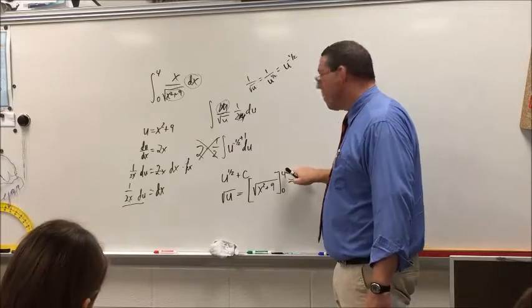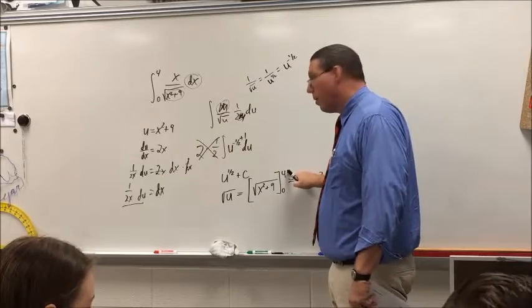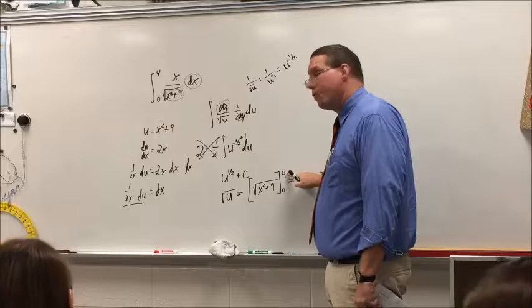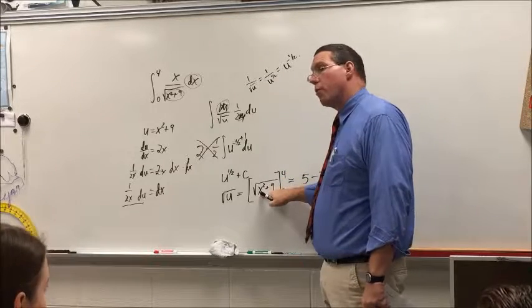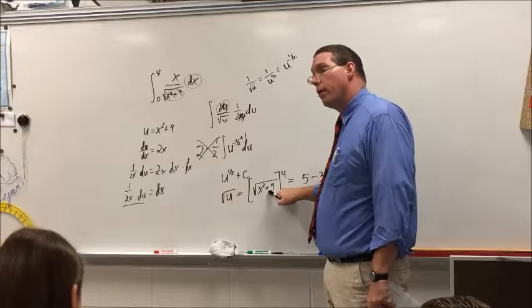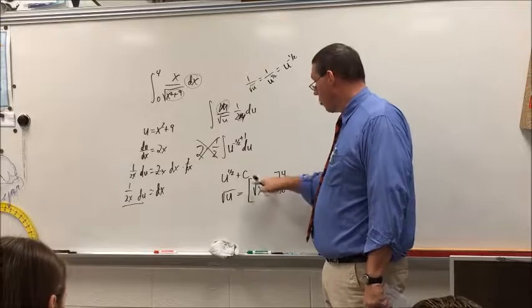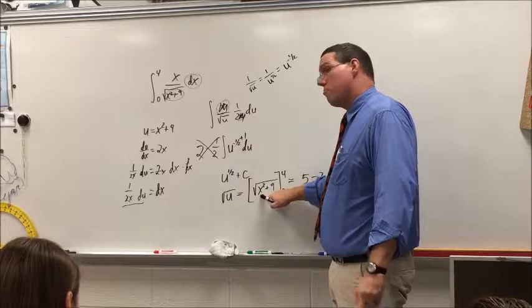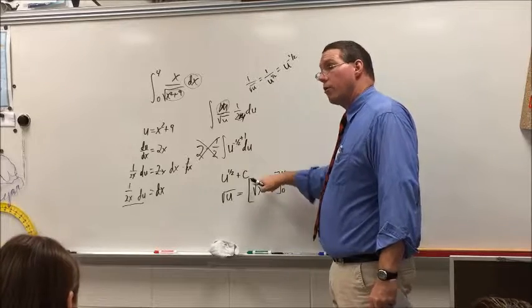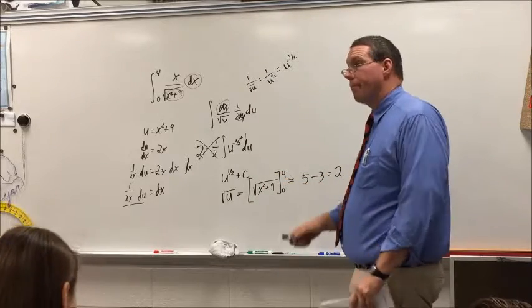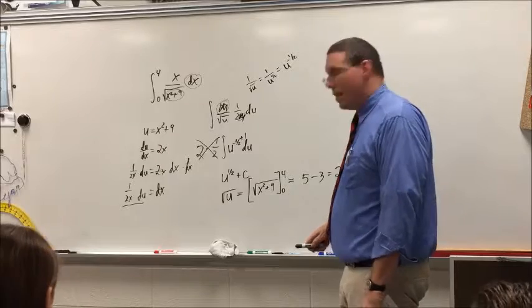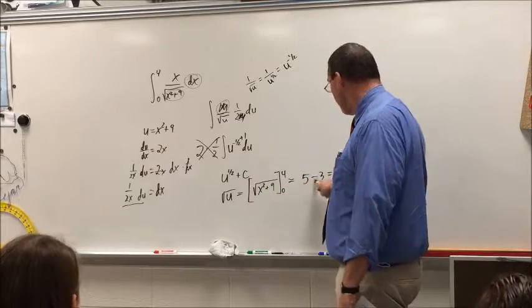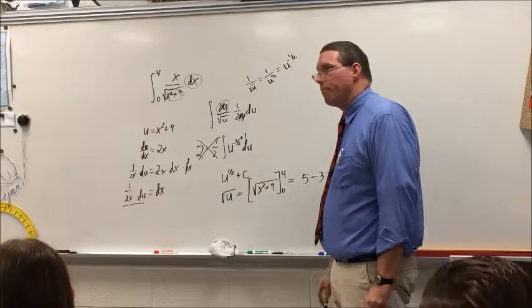When in a definite integral, we always plug the top number first, right? So if we plug 4, what's 4 squared plus 9? Square root of 25. There you go. Plug the 0 in. 0 squared, 0 plus 9, 9, square root, 3. There you go. So it's the top minus the bottom. Plug top in, then minus, plug bottom in.